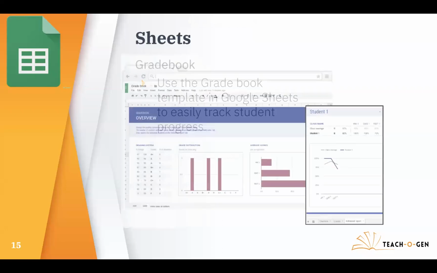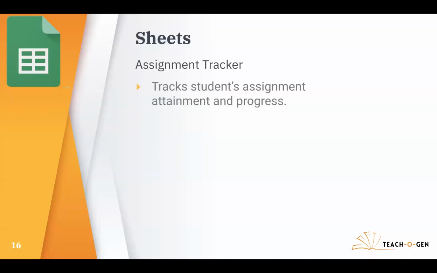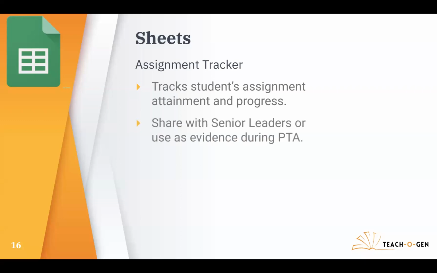It will be something like this, I will show you now. We are also going to look at the assignment tracker. For example, you gave an assignment to your students and you want them to submit, and you want to see how many of them submitted, what the progress is, and what the percentage of attainment is, whatever percentage you have set for the assignment. So you can easily track it through one of the Google Sheets templates, share it with senior leaders, or use it as evidence during a parent-teacher meeting. You can find the templates under Education, which I will show you now.